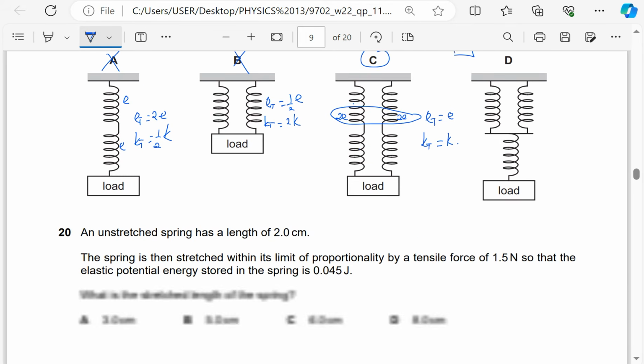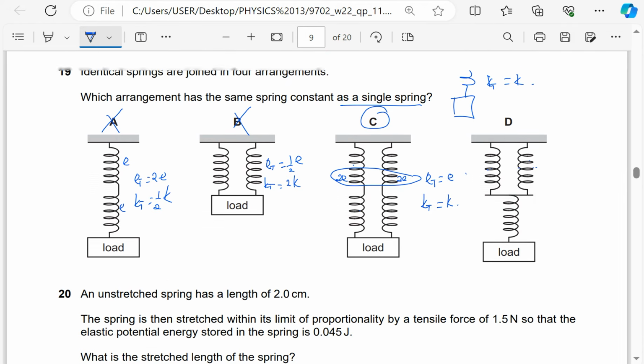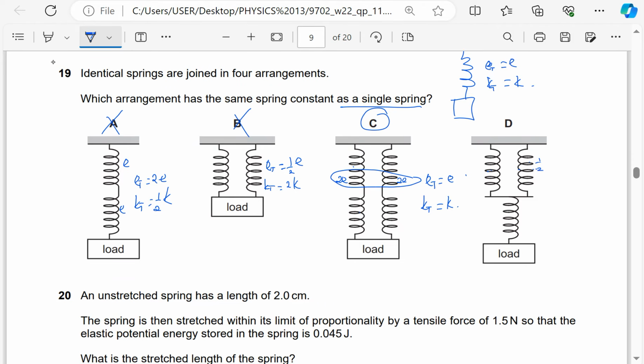I will not check D, but I can still check D. If I have one, these two are in parallel. If it was one, it would extend by E. Now that they are two, they would extend by a half E, but this is alone, so it extends by E. So now there are two springs in series, so a half E plus E. This will give me a total extension of 3 over 2E. That means the total constant will be the reciprocal of the coefficient, which will be 2 over 3 times K. So this is also not correct.